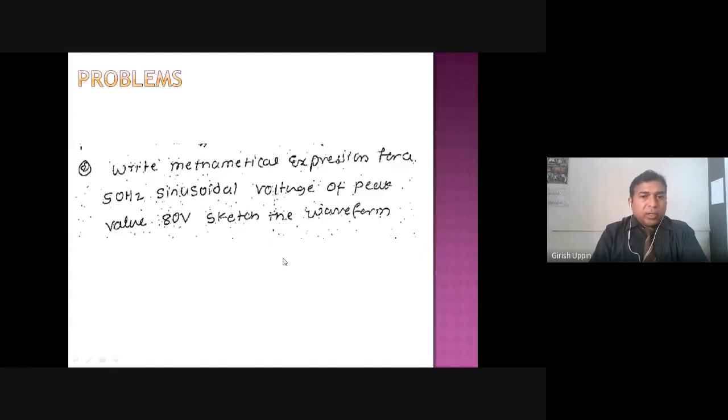Next, write a mathematical expression for a 50 hertz sinusoidal voltage of peak value 80 volts. Sketch the waveform. So what you have to do here? We have to write a mathematical expression for an alternating quantity which has a frequency of 50 hertz and a peak value of 80 volts, and also we have to sketch the waveform.